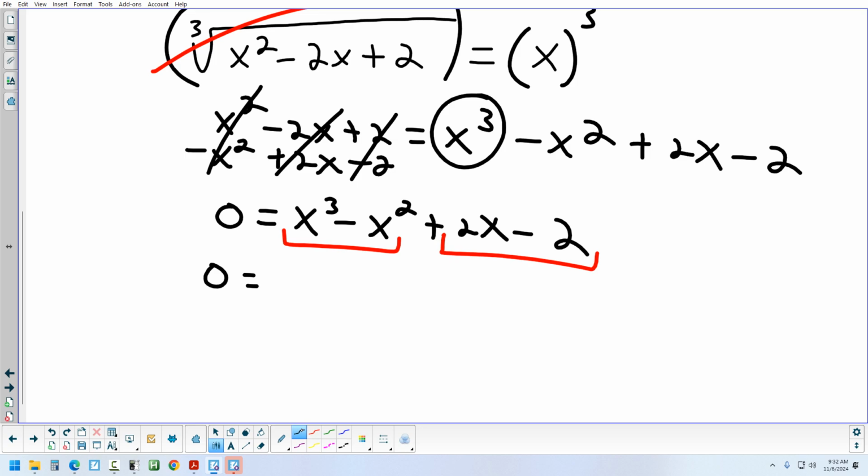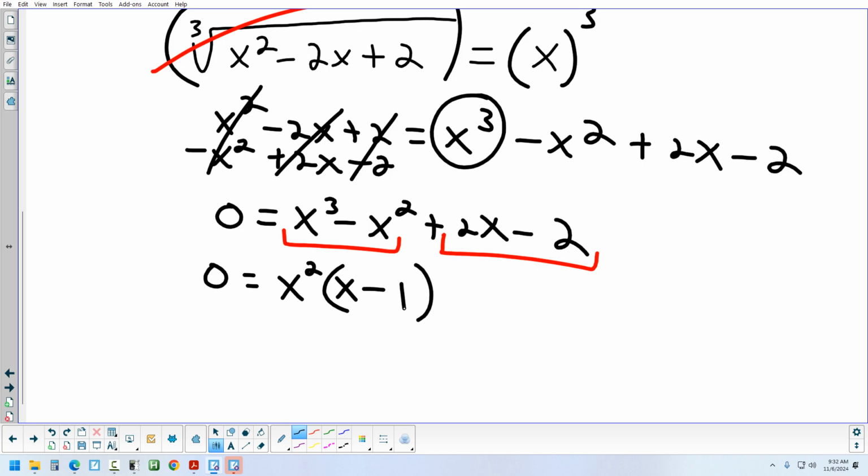Okay. What can you factor out of these first 2? X squared. They both have an x squared. If you factor an x squared out, what would that leave you with inside your parentheses? X minus 1. With factor by grouping, the hope is that you get another set of parentheses that have an x minus 1.